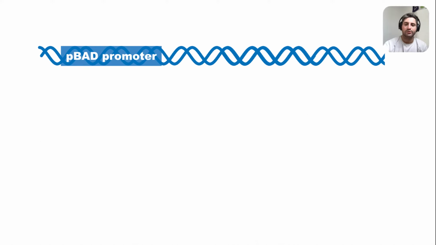Okay. So many bacteria have a gene system that is under the control of what's called a pBAD promoter. And a pBAD promoter is a promoter sequence that occurs before the presence of three genes that are within an operon. And the operon's name is the Arabinose operon. And the Arabinose operon contains three genes. The three genes are ARA-B, ARA-A, and ARA-D.